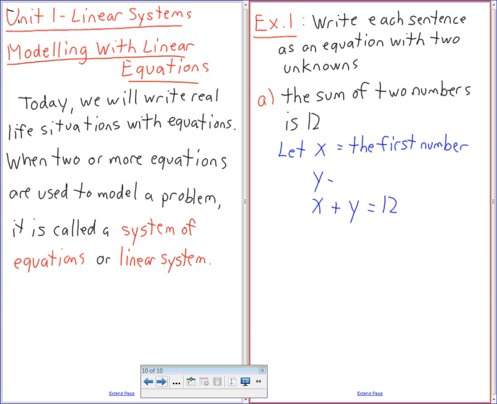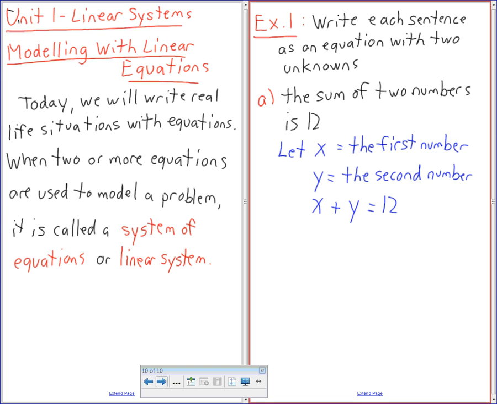Let y equal the second number. Okay, you have to include let statements on your variables or else we don't know what they are. Could you have used a plus b equals 12? Yes, you totally could have. Could you have used w plus x? Totally. But you chose x and y, and you said what they were.